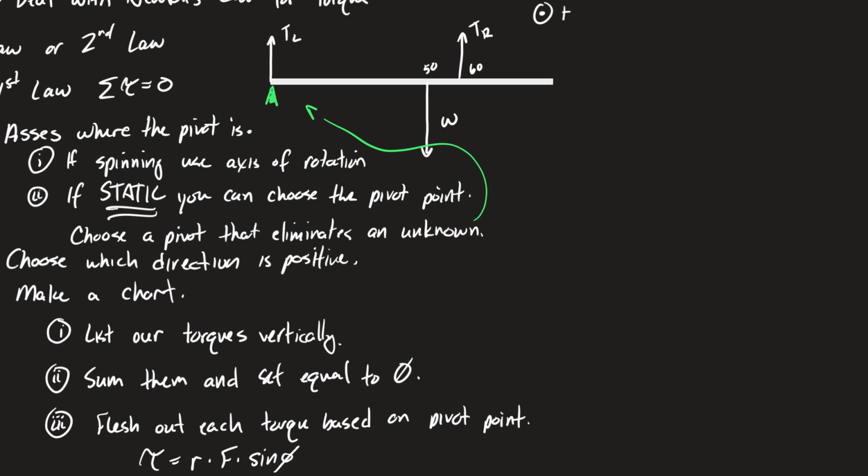I see that there are two torques acting on my object based on where I chose my pivot point to be. There's the torque due to the weight of the meter stick, and there's the torque due to the right-hand string. I'm going to sum those, set them equal to 0. Fleshing out a chart. What's the question? I placed a pivot point there. So by placing the pivot point there, the value for R, which is the distance from the pivot to that torque, is 0. Does that make sense? So that's why it eliminates it.